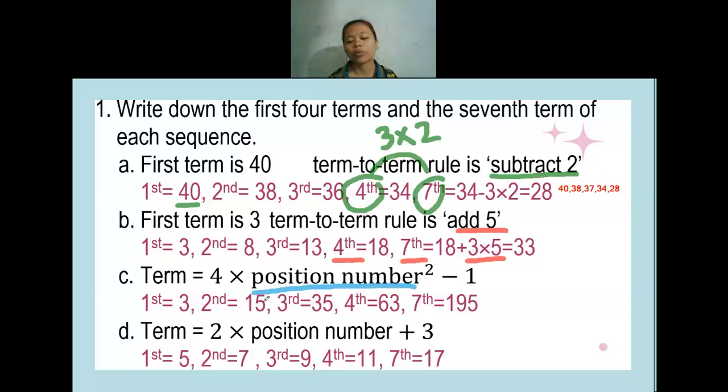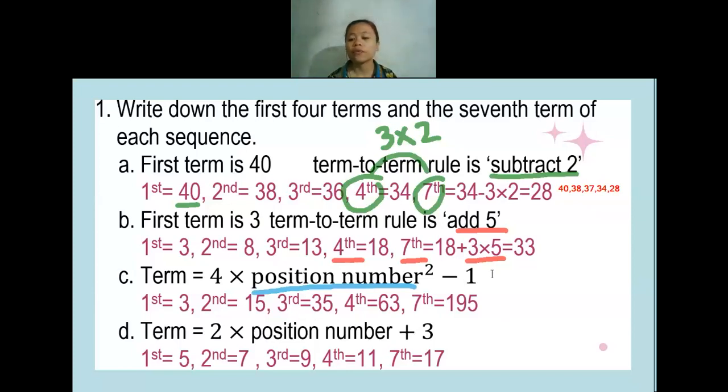For the second term, it will be equals to 15. Third term is it will be equals to 35. Fourth term is 63. And seventh term is 195. Is there anyone who got different answer or maybe get confused with the answer that I get in the question 1C? Maybe I make a typo or anything. Okay.